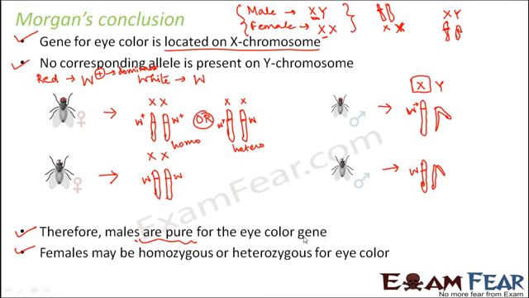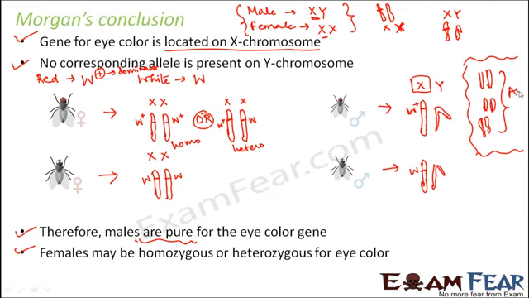There is no question of homozygous or heterozygous in males for this particular gene, because there is no corresponding gene present on the Y chromosome, even though the Y chromosome and X chromosome are the homologous pair. So basically this is an exception, and these exceptions occur only for traits whose genes are located on the X chromosome, because other than the X and Y chromosomes, all the other chromosomes are autosomes. For example, Drosophila, as I said, has 4 pairs of homologous chromosomes, and out of these 4 pairs, 3 pairs are autosomes.